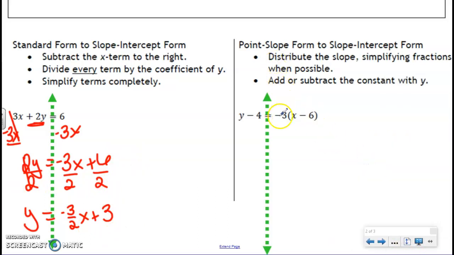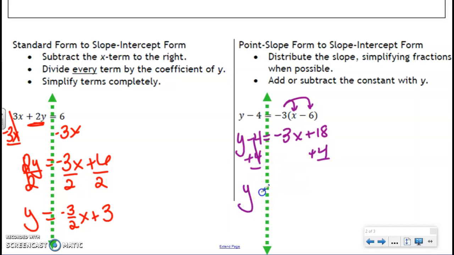Okay, point-slope form is a little different. We're going to start by eliminating the parentheses. So I'm going to distribute on the right side to get negative 3x plus 18. And then I need to get the y alone. So since I have a minus 4, I'm going to add 4 to both sides. Make sure you combine it with like terms and don't combine it with the x. So I have y equals negative 3x plus 22.